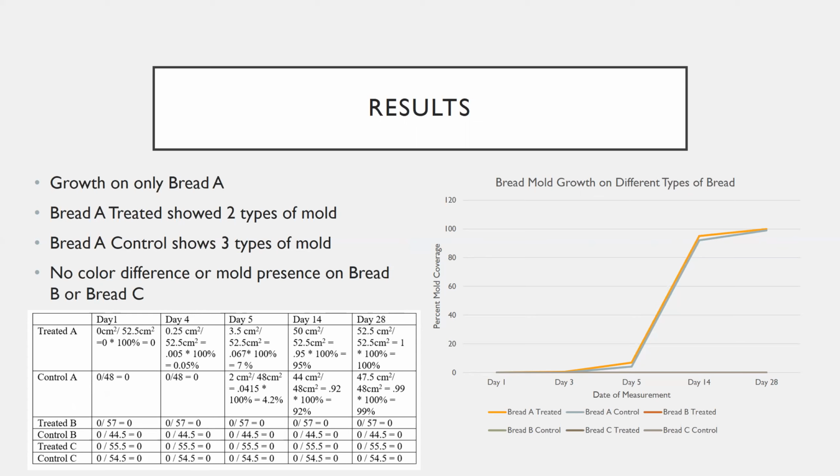And once again, there was no color difference or mold presence that I could see on bread B or bread C, and bread A treated showed 2 types of mold, while bread A control showed 3 types of mold.